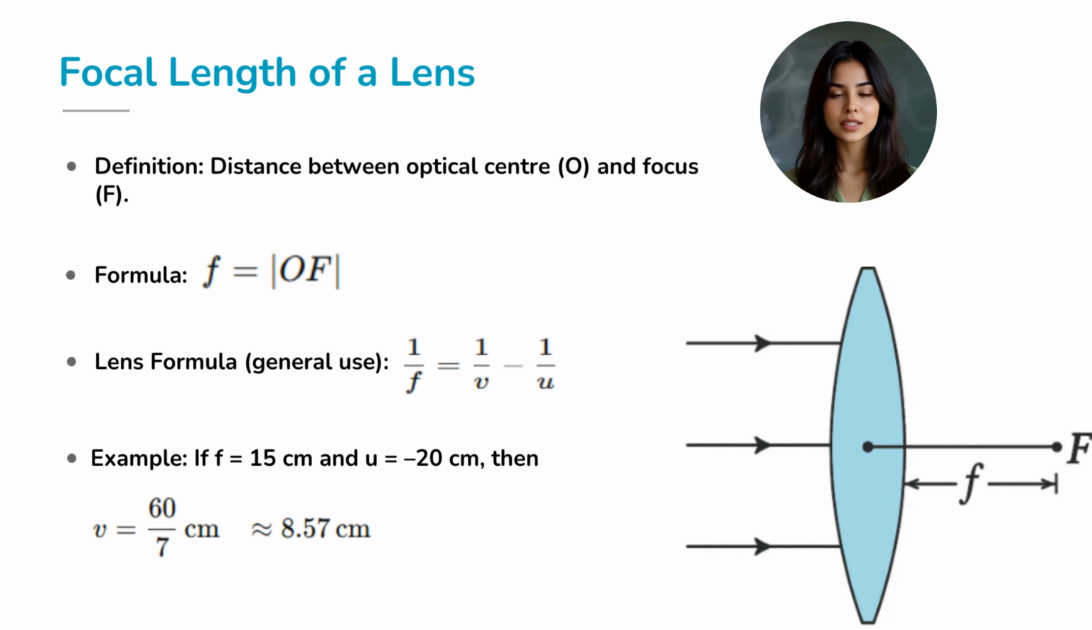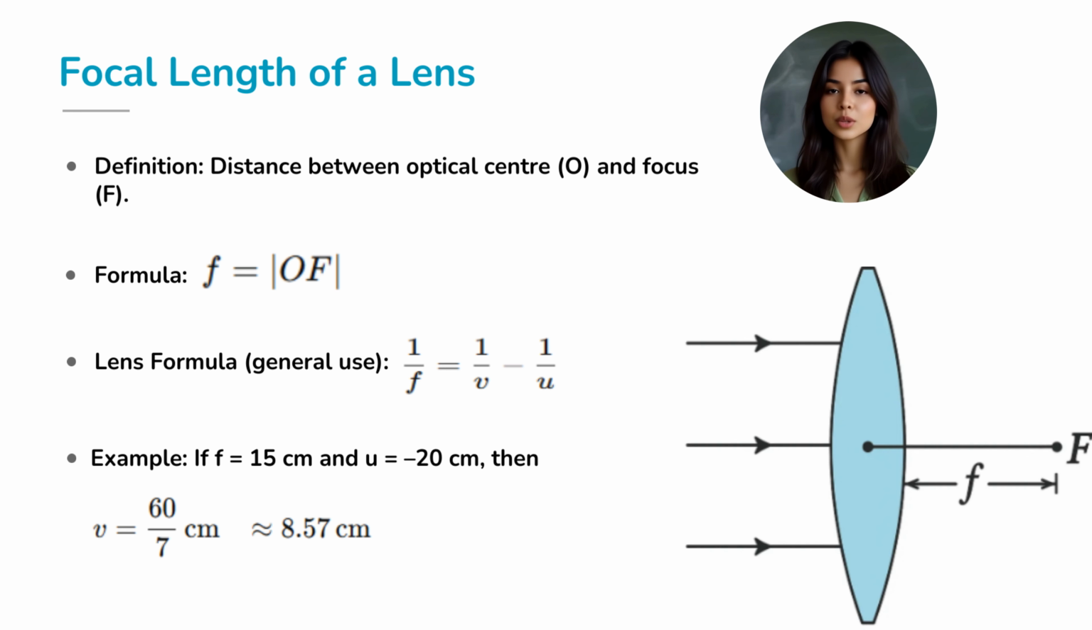Now, why does this matter so much? Because the focal length tells us how strongly a lens bends light. A shorter focal length means the lens bends rays more sharply, like a strict teacher pulling students quickly into line. A longer focal length means gentler bending, more like a friendly teacher who lets you stroll in slowly.